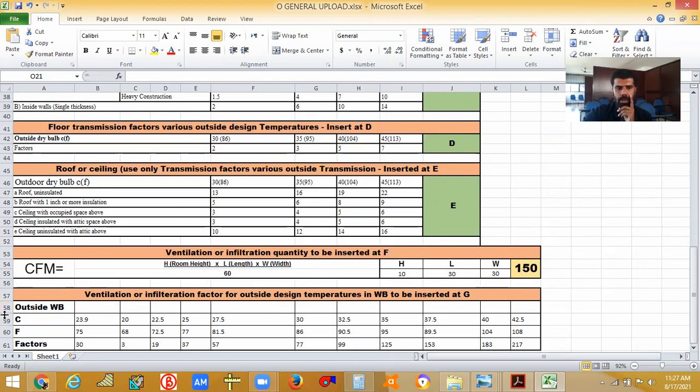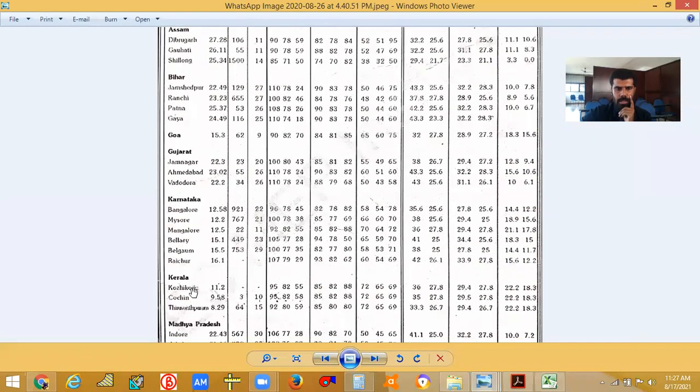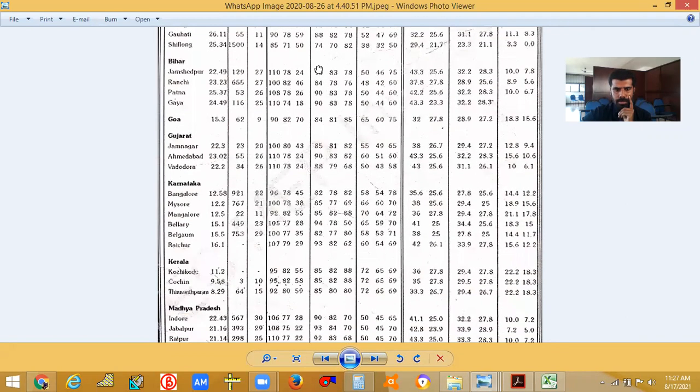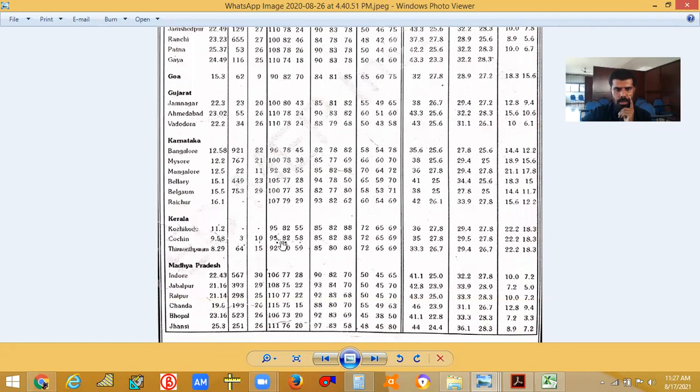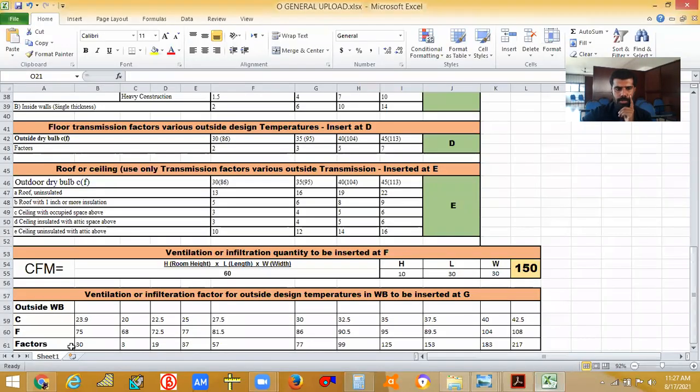So outside wet bulb in degrees Celsius and degree Fahrenheit is given here. So what is our wet bulb temperature? We have already seen here what is our wet bulb. In Cochin, the wet bulb temperature is 82. Okay, 82. So just see whether 82 is there. So 82 degree Fahrenheit. So 75, 68, 72. Yeah, 81.5. So you could take it as 82 here.